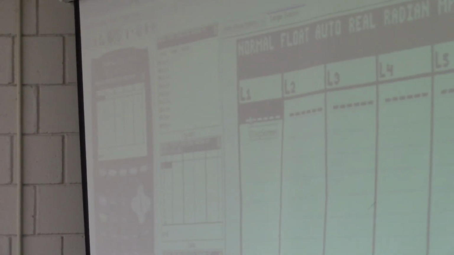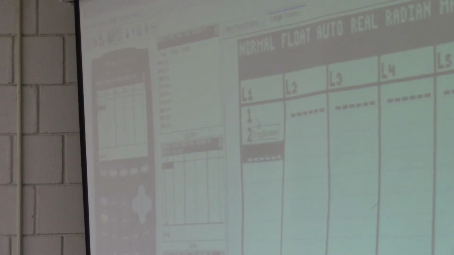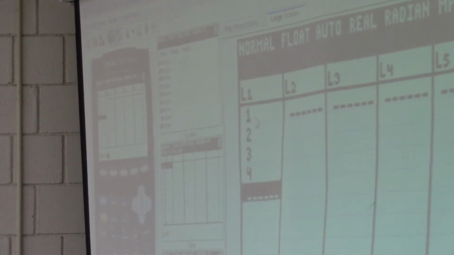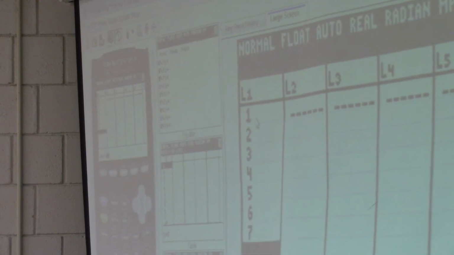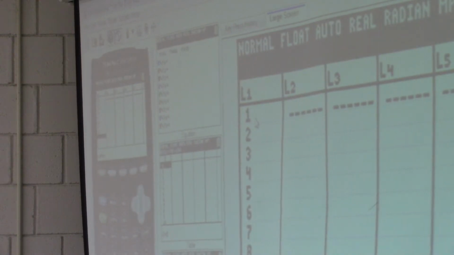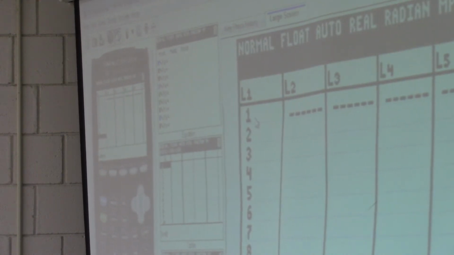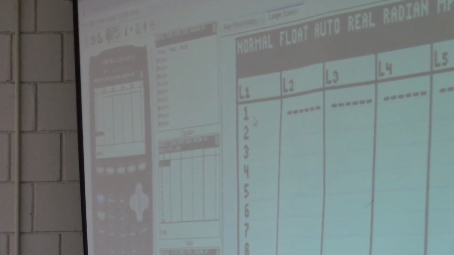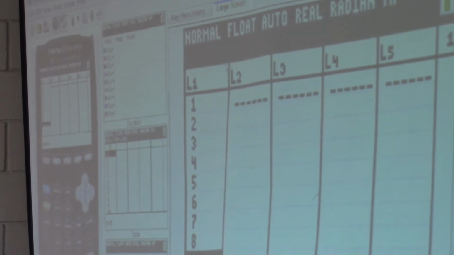And now in L1, what I'm going to put in L1 is just the numbers: 1, 2, 3, 4, 5, 6, 7, 8. Just get it going. I could have gone further. I'm going to keep doing this until I get a number in the second column that's going to be lower than a number. So what am I going to type in the second column?